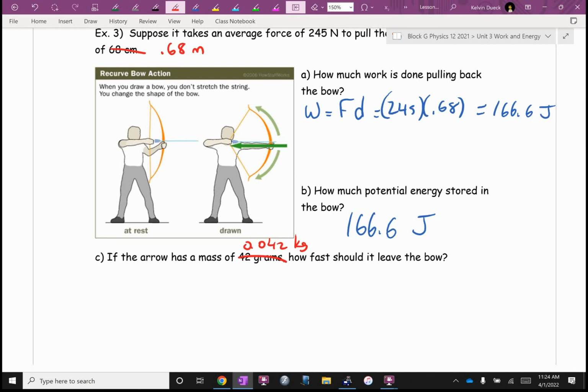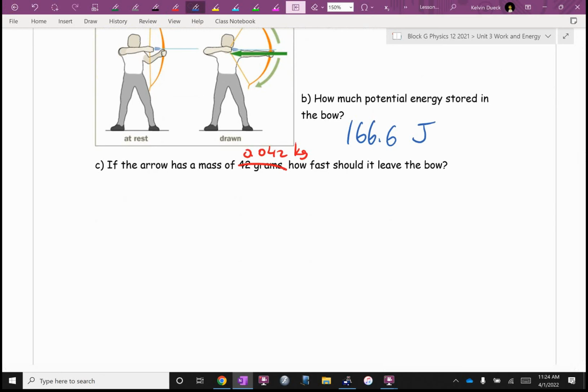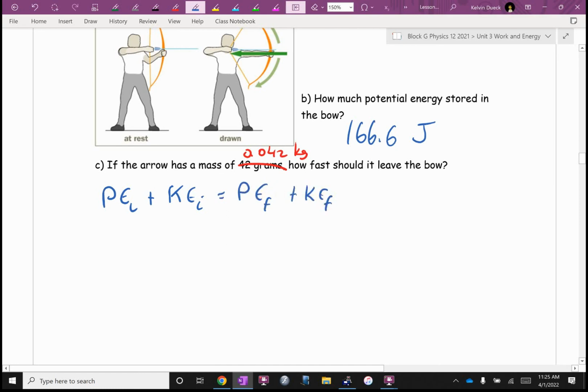Here, I don't have a change in height or a change in speed, but I definitely have work and energy, and they're asking how fast. I think this is a job for conservation of energy. So it's going to look like this: initial plus initial, and it doesn't matter whether you write kinetic first or potential first, equals final plus final.